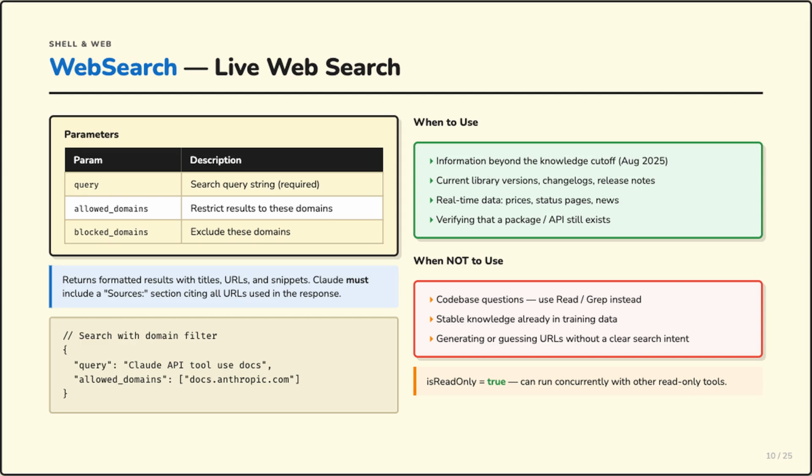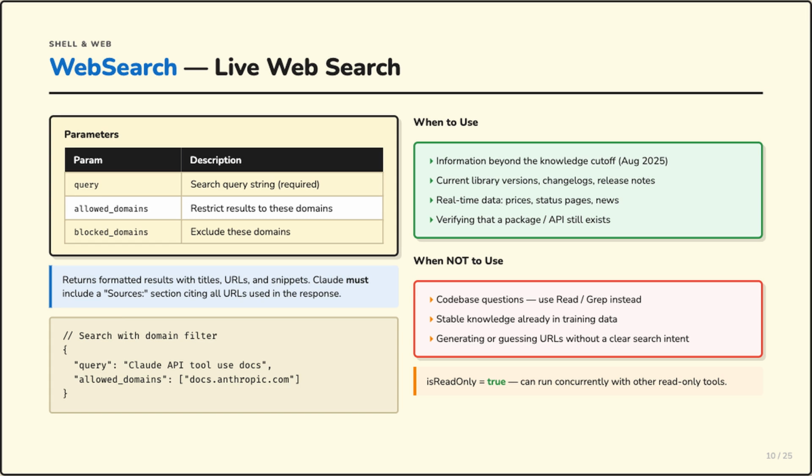Web search gives Claude access to live web search results, which is critical for any information that postdates the August 2025 knowledge cutoff. The main parameter is the query string. You can optionally restrict results to specific domains using allowed_domains, which is useful when you want documentation from a particular source. Web search is read-only and can run concurrently with other read-only operations.